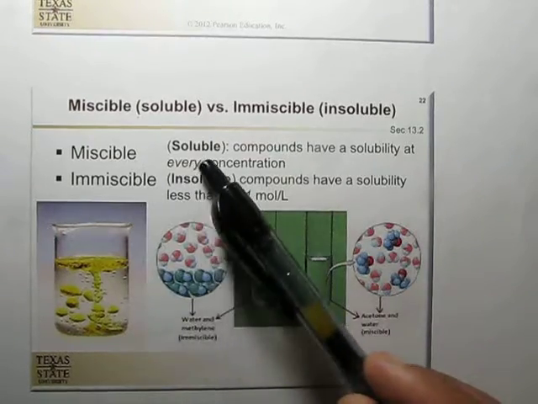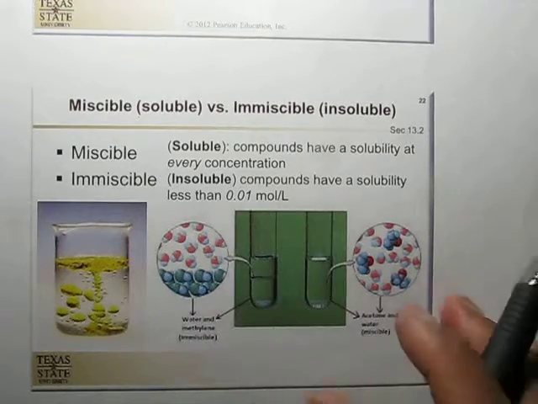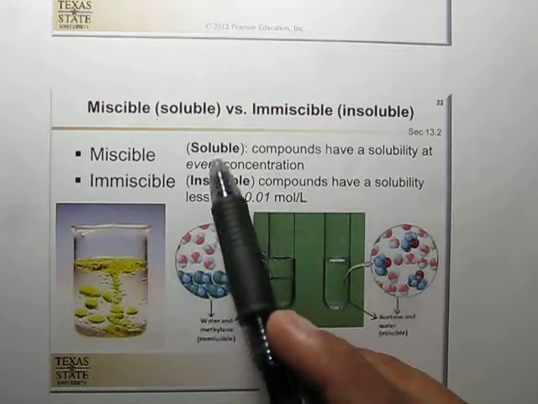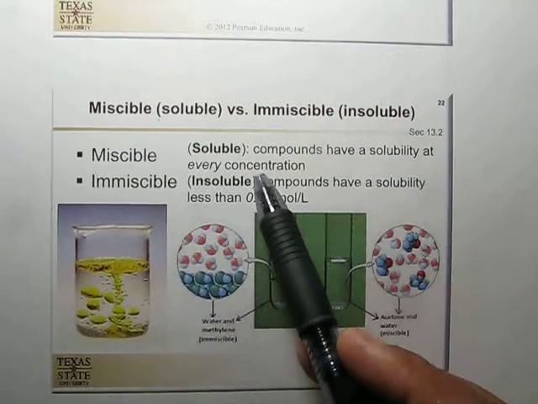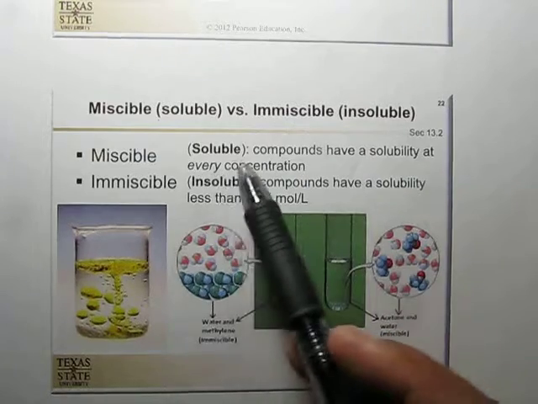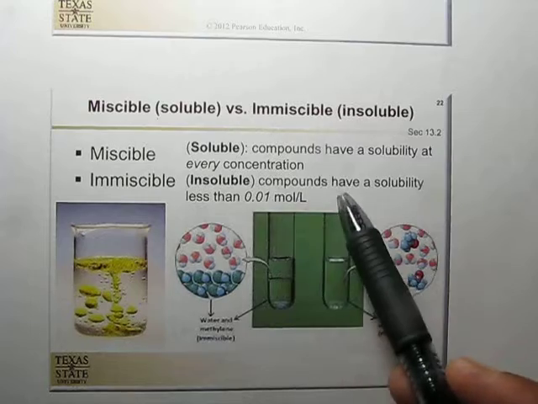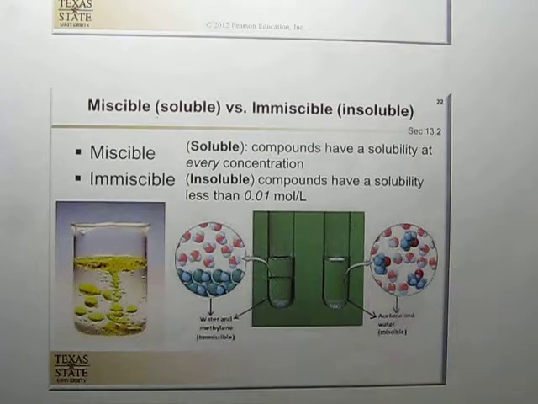Miscible means a soluble compound has a solubility at every concentration. What is miscibility or solubility? Any solute that has solubility at every concentration is called miscible or soluble. And immiscible or insoluble means the compound has a solubility less than 0.01 mole per liter. Here two examples are shown.